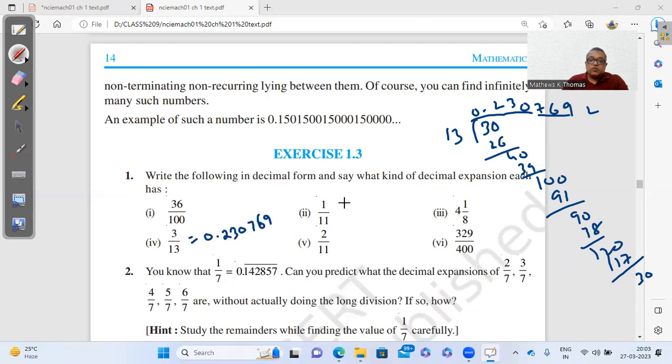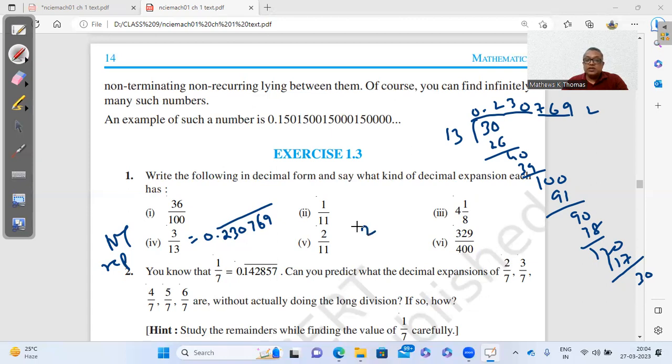0.230769. Now, if you notice, I didn't stop the division till I got the repeating series. So you cannot do 0.23 and relax. Okay, you have to keep doing it till you get the repeating series. So 3 by 13 will be 0.230769 bar. Okay, so this is what kind of decimal expansion? It's going to be a non-terminating repeating number.